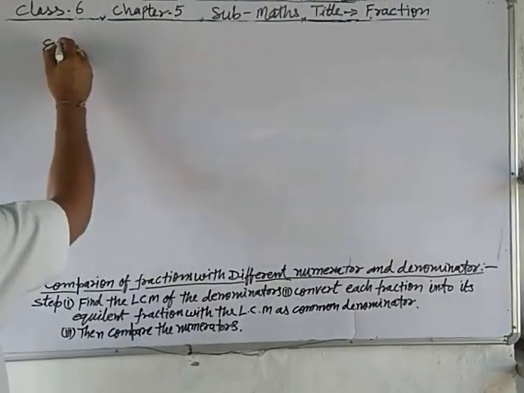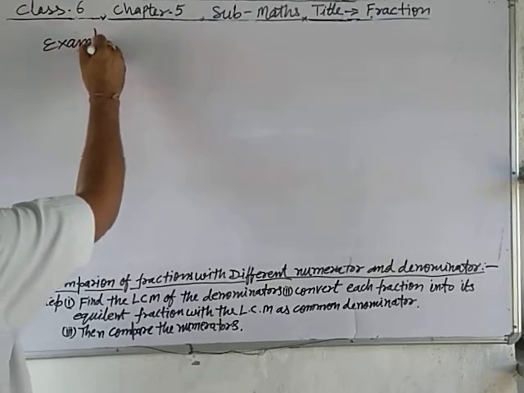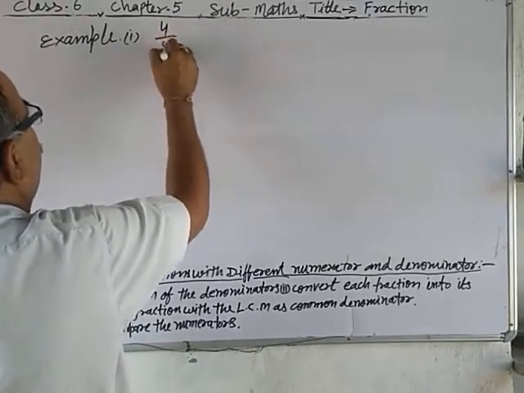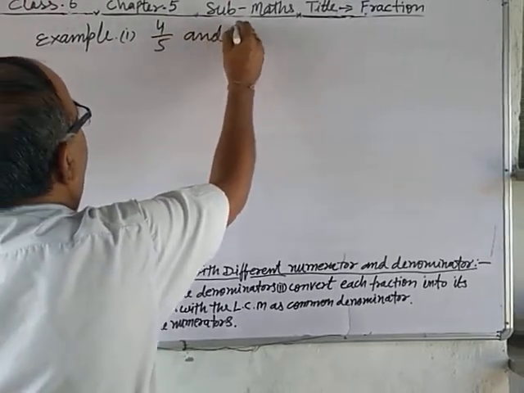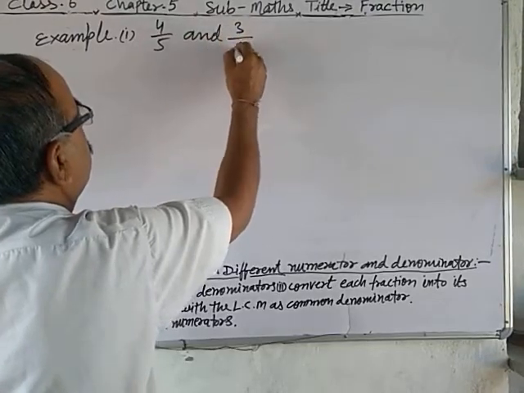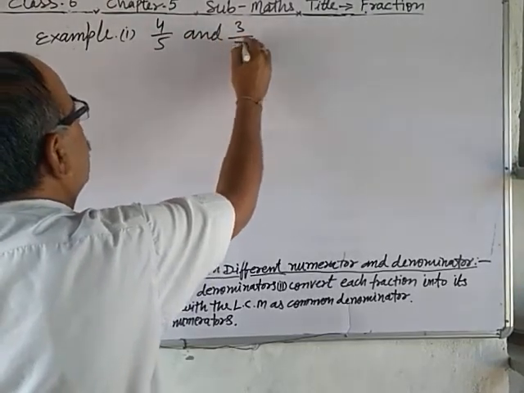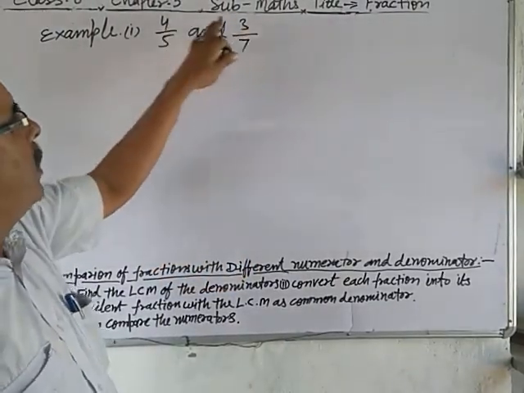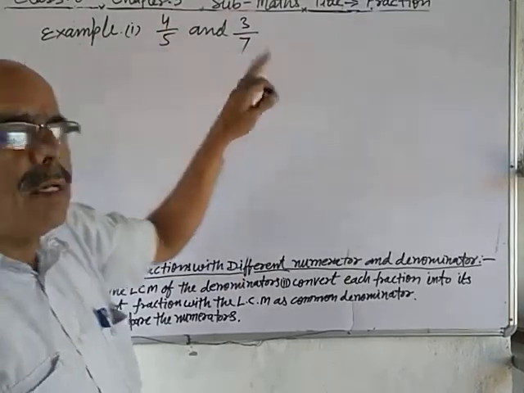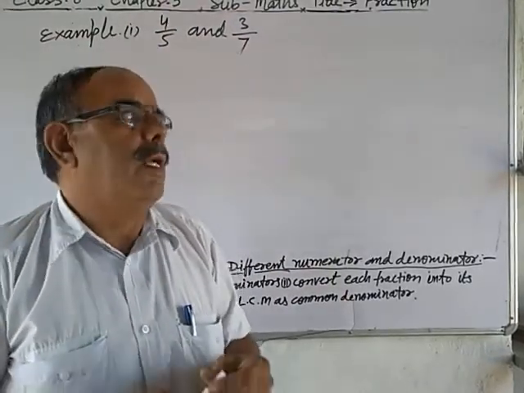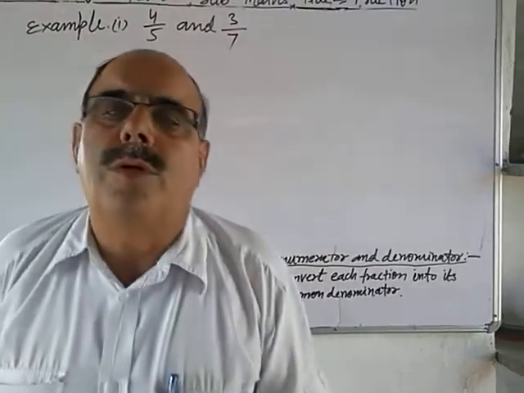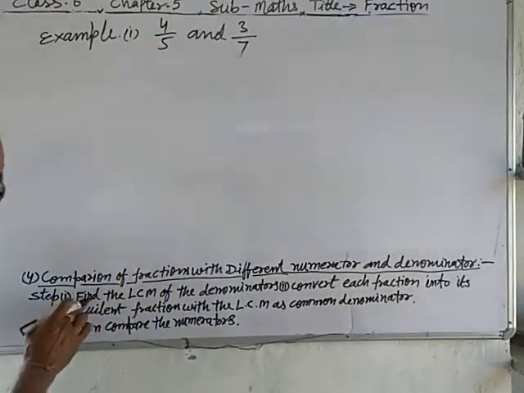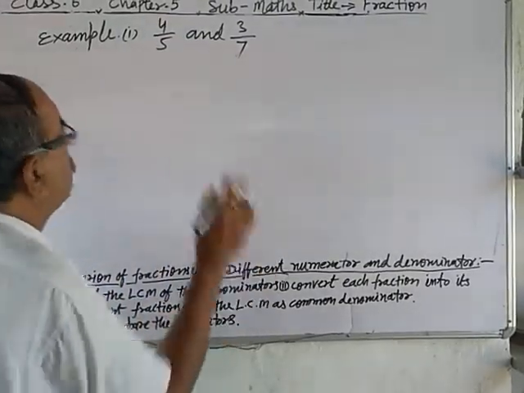Example first: 4 upon 5 and 3 upon 7. There are two fractions having different numerators and different denominators. Then what is the way to compare them with each other? The first step is to find the LCM of the denominators.